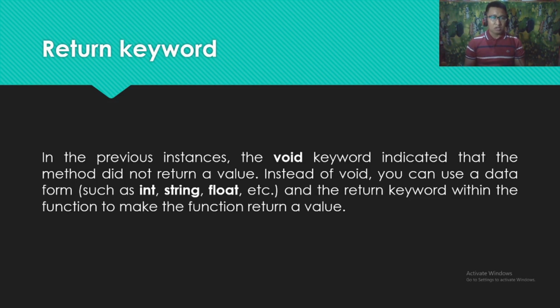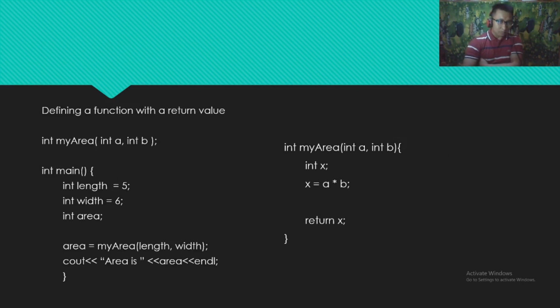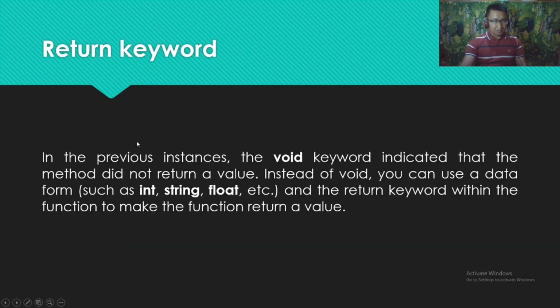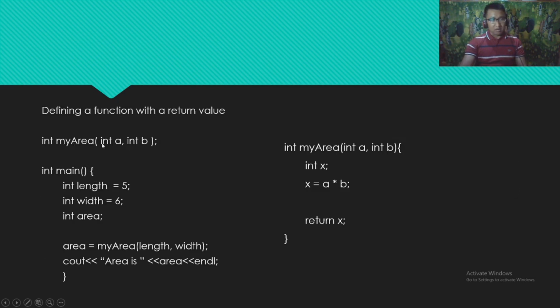To start, I have here an example. This program will demonstrate how to return a value to the main function. Your function will return a value to the main function. I have declared my function here: int my area, with the parameters int a and int b. This is the declaration, and the definition of this function is here.